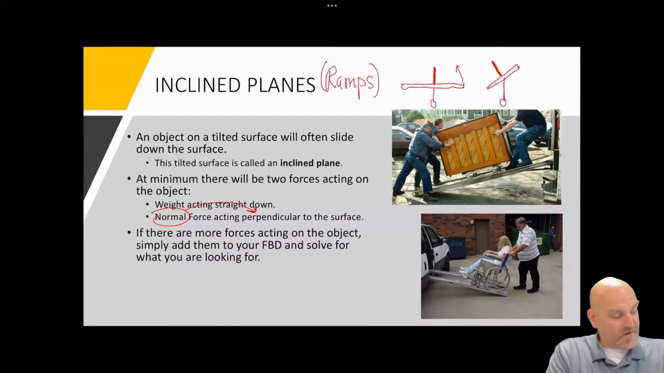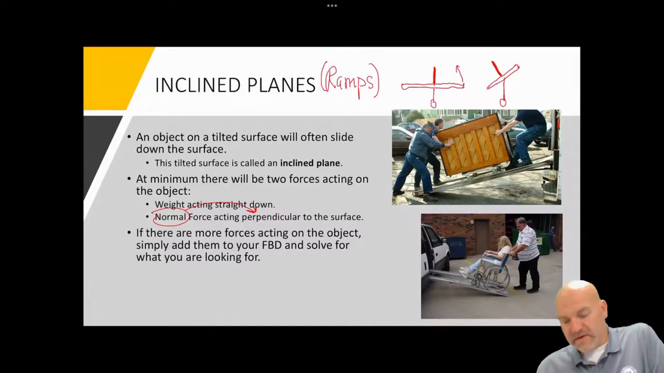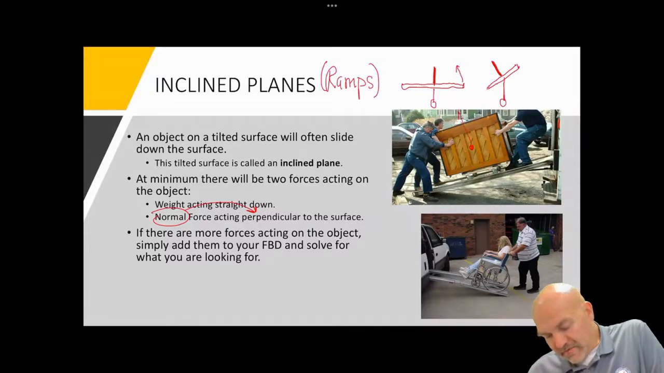Now, if there are more forces acting on the object, you just put them on your free body diagram and then solve for what you're looking for. Remember, at minimum there are two: the normal force and the weight. In these pictures off to the side, there are multiple forces. Here are my two minimum forces, my normal force and my weight on the piano.